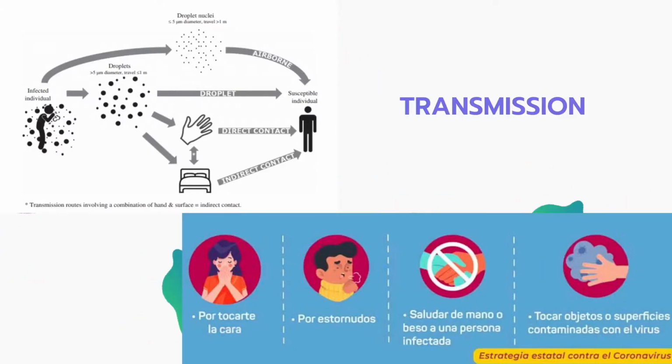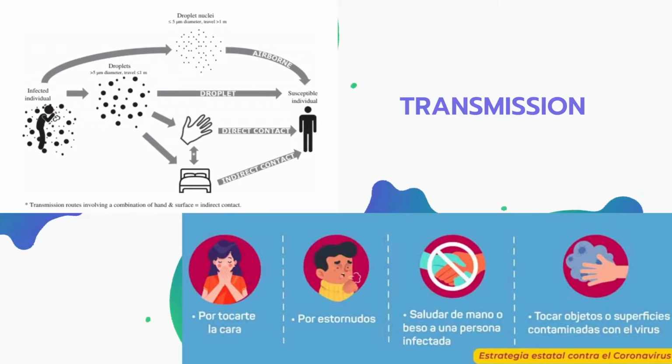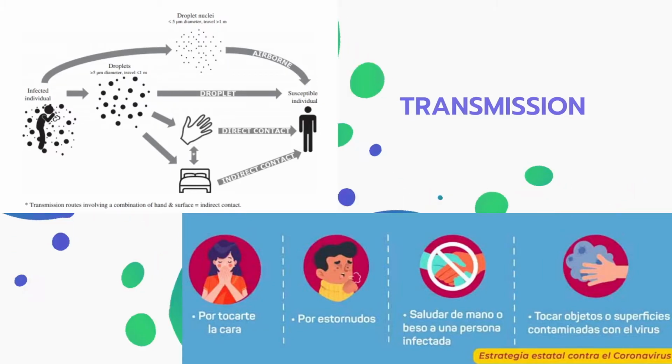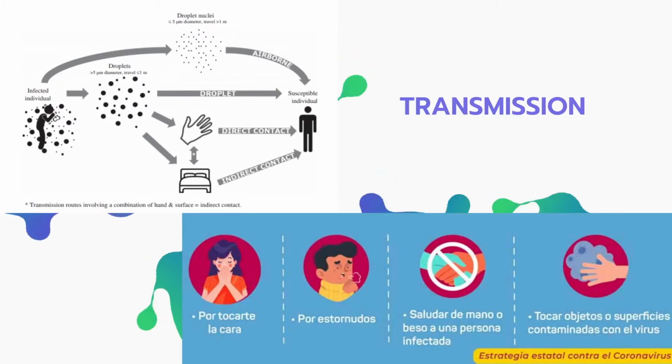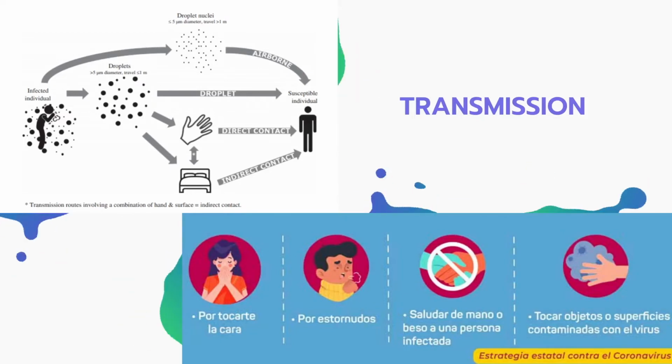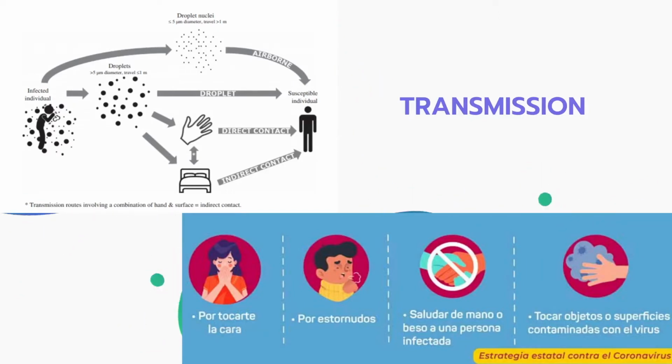On the first image, we can see how the transmission of COVID-19 works. On the left, we have an infected individual, and when he or she sneezes, droplets are liberated which can be inhaled by another individual, but also droplet nuclei can be formed and someone can inhale that air. There can also be direct contact with the infected person or indirect contact by touching an infected surface.